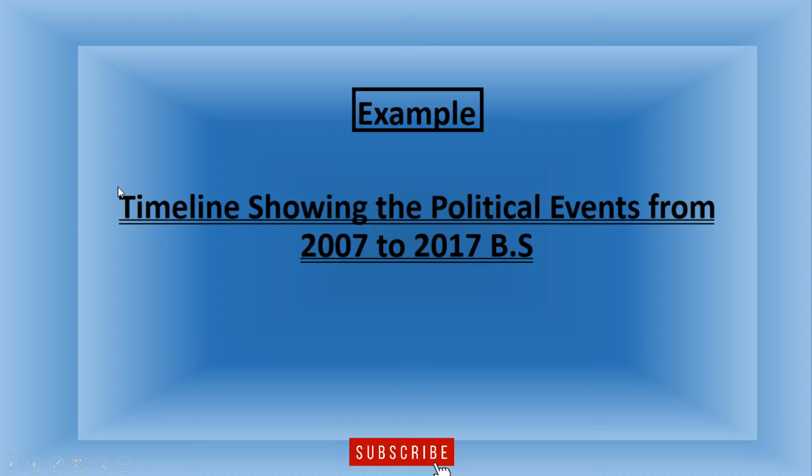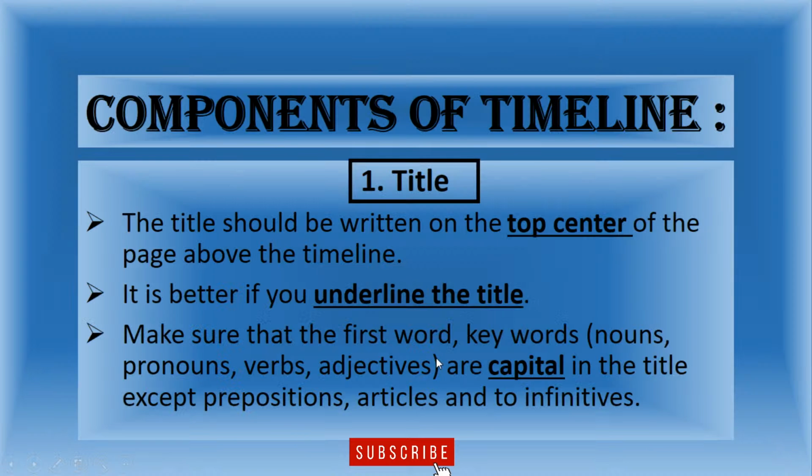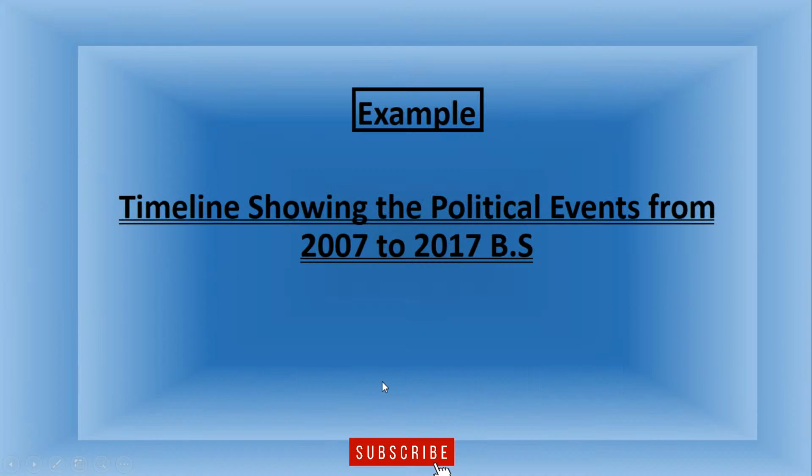So here T is capital, this is the first word, and the second word, Showing, is a verb, so yes, it is a keyword, so capital. The is an article, so here it is small. Political is a keyword, so P capital, E capital. From is a preposition, so small, and to infinitive is small. So in this way, keywords will be capital, and prepositions, articles, and to-infinitives will be small. Keywords means especially nouns, pronouns, verbs, adjectives, main words, they will be capital. This rule can be used anywhere while writing a title.